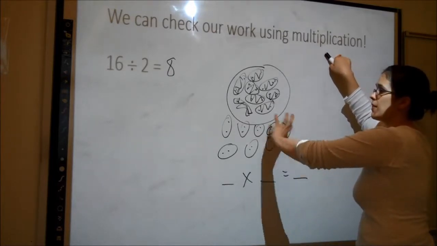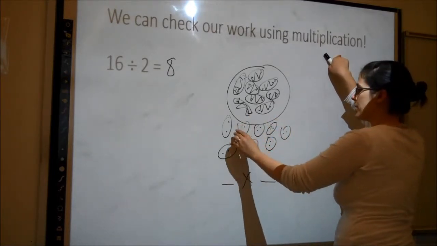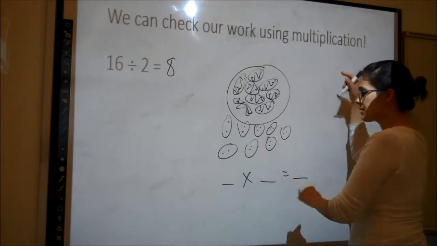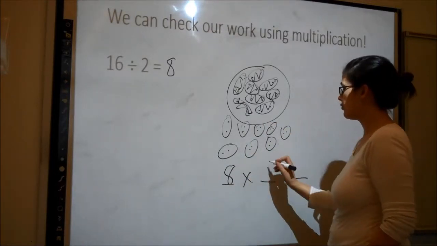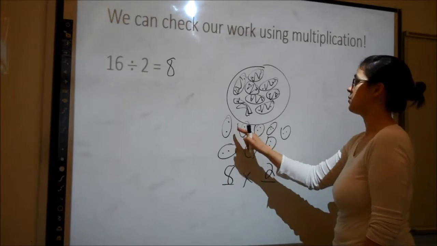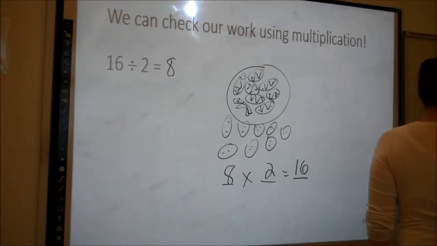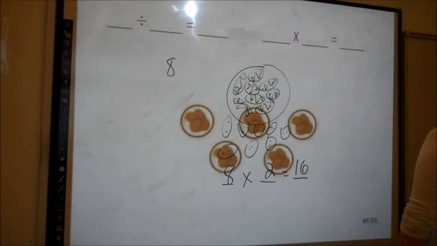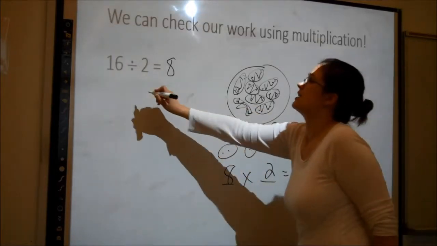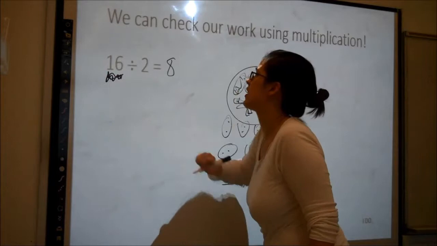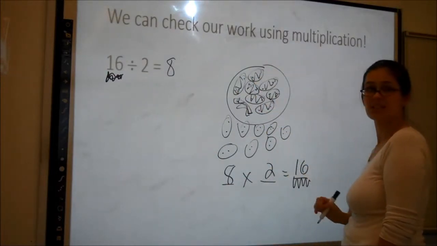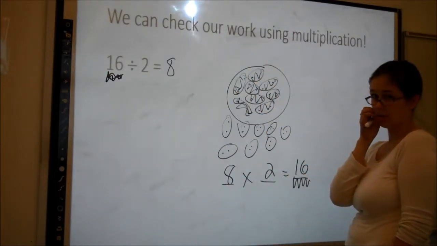But now remember, that's where we put it together, right? We say, we have 8 groups of 2, and then we add up all the amounts. That's 16. So, the dividend here becomes the answer to your multiplication here.